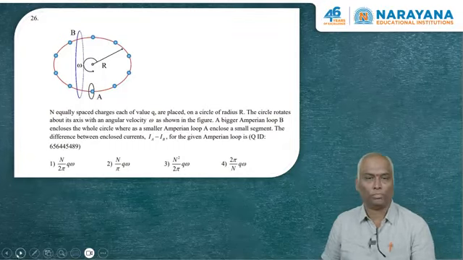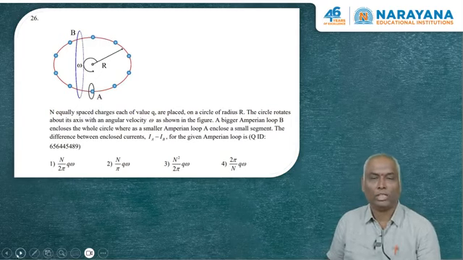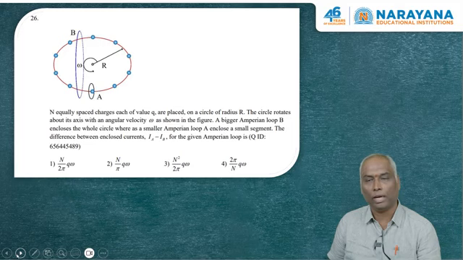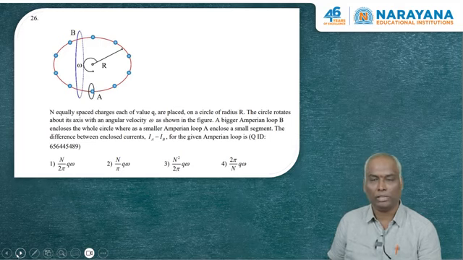This is the first question. N equally spaced charges, each of value q, are placed on a circle of radius R. The circle rotates about its axis with an angular velocity omega as shown in the figure. A bigger Amperian loop B encloses the whole circle, whereas a smaller Amperian loop A encloses a small segment. The difference between the currents IA minus IB for the Amperian loops is dash.